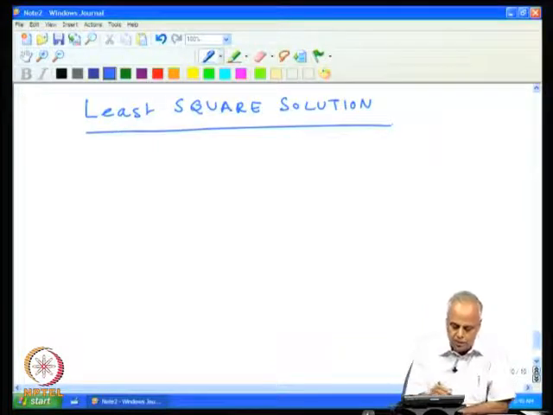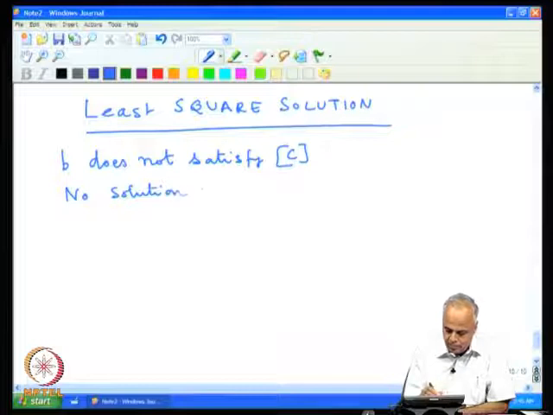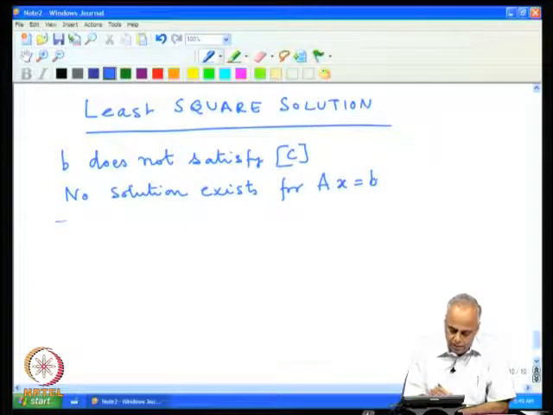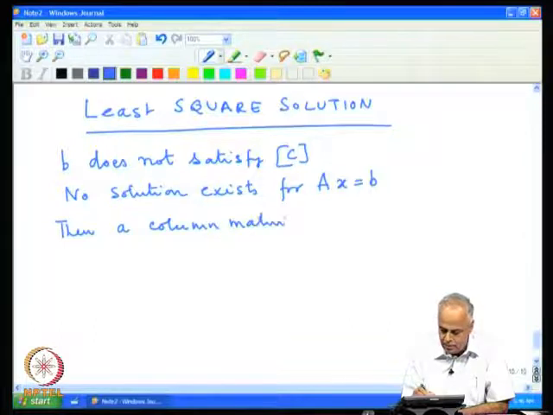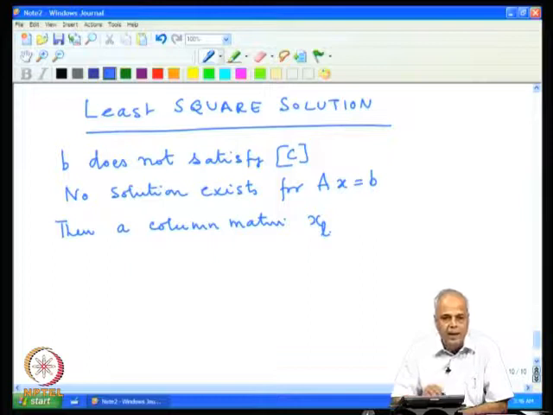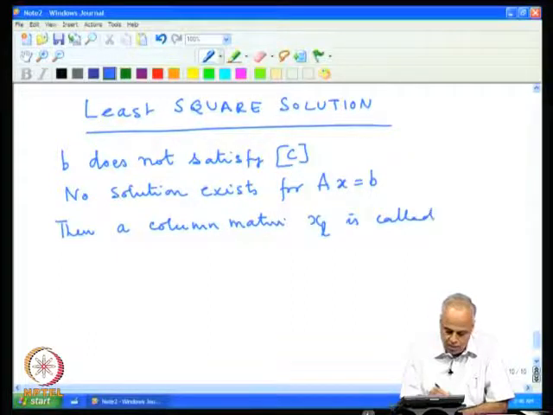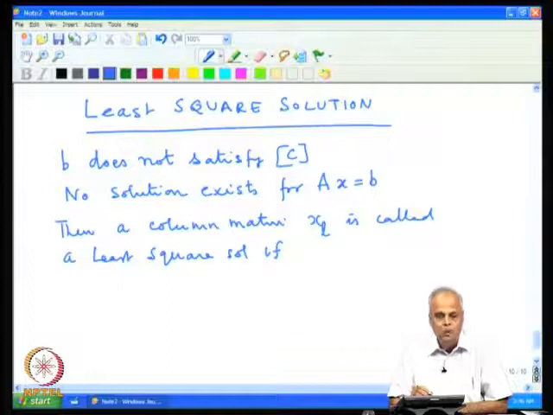What do we mean by a least square solution? Suppose B does not satisfy the consistency condition C, so no solution exists for Ax = B. Then a column matrix X, which we will call X_L to denote that it is going to be a least square solution, is called a least square solution if it minimizes the squares of the error.